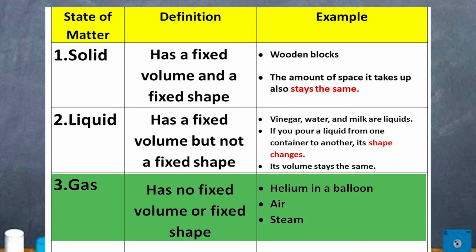Now, let us talk a little bit about gas. Gas has no fixed volume or shape. What are some examples of gases around us? We have helium in some balloons. We also have the air around us. And we know when we're cooking as well, there is steam or vapor being given off.